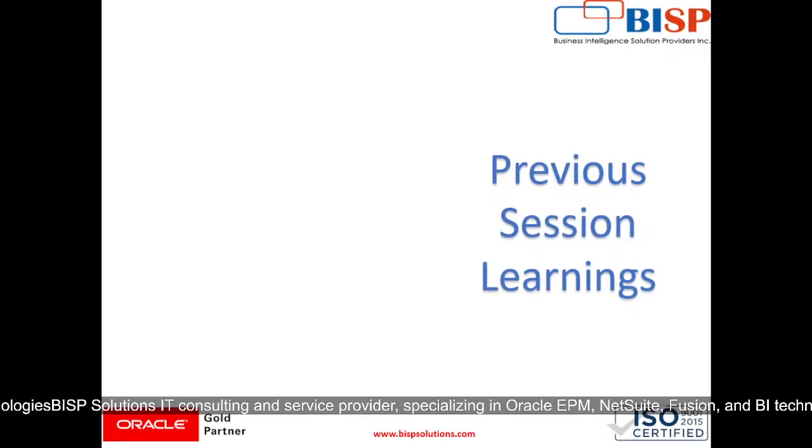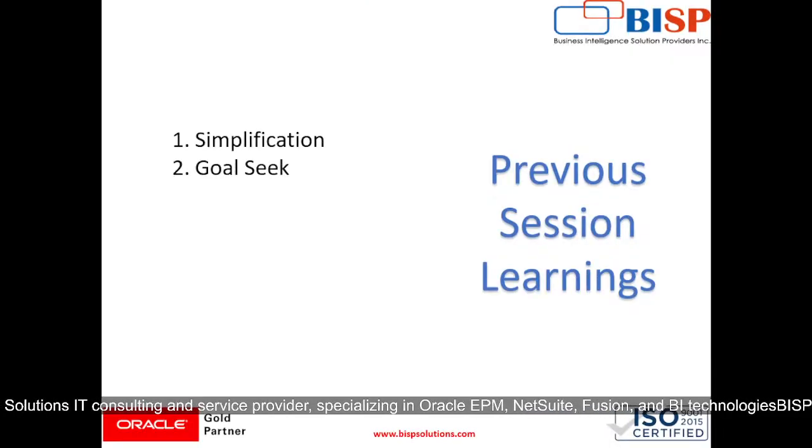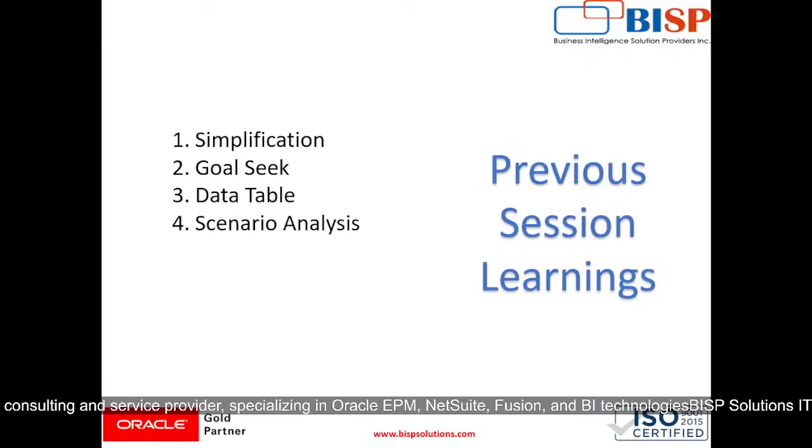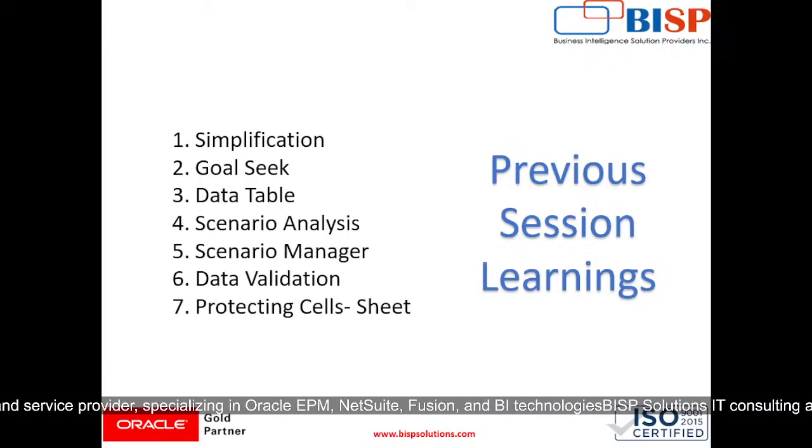In our previous sessions we have learned about simplification, goal seek function, data table, scenario analysis, scenario manager, data validation, protecting cells and sheet. Simplification is about how we can make our calculations as simple as possible. In this simplification we have used name manager. When we navigate to formulas, we have created name manager with our selections of data. Coming to goal seek function, it is used to find what input value is needed to achieve a specific goal. Data table is used to show how different inputs affect an output.